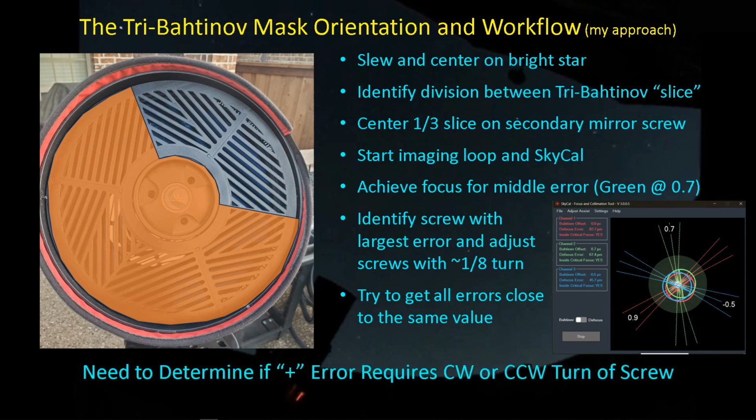The one thing I still need to determine is, what does a plus error mean? Does it mean that I need to adjust that screw with a clockwise turn or a counterclockwise turn? So let's take a look at the video I recorded the last time I was out doing the collimation.